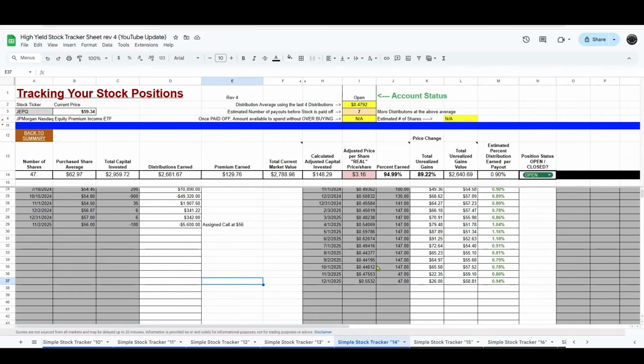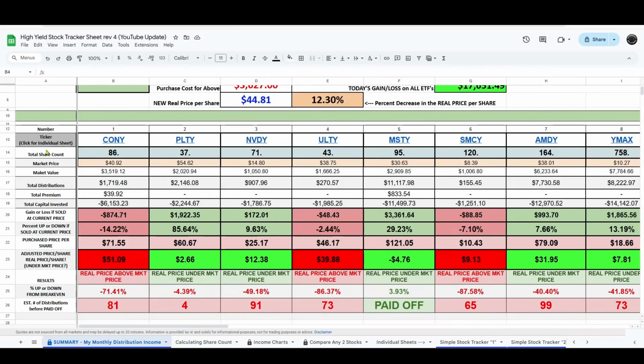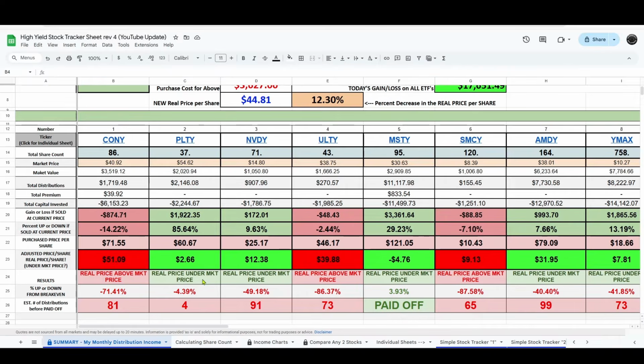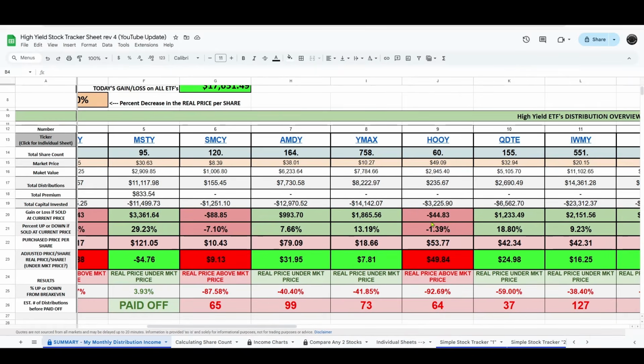And that's the last one that I have. So once you've entered in everything, we can go right back to that summary page, just simply by hovering over, clicking the link, and away you go right back to the summary page where everything is updated as you enter it into those individual sheets. So you can see I am still down on those same 4, right? But I'm not down as much, at least, right? CONY, I'm down 14%. ULTY, down 2.4. SMCY, 7.1. And WDTE, only down 1.3%.